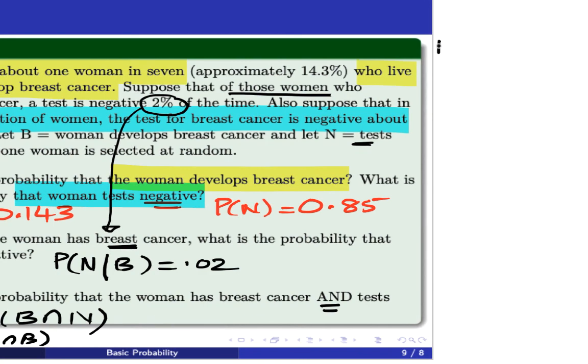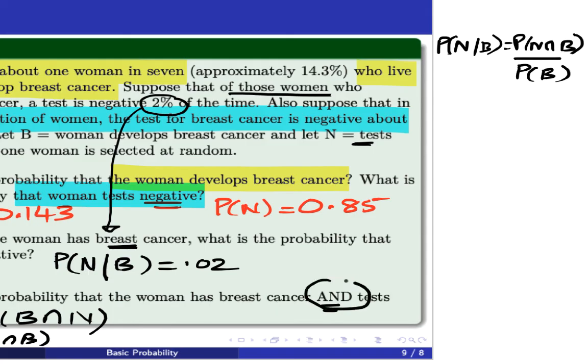Remember, what's the conditional probability? Probability, now we're talking of N given B here. N given B is probability N intersection B over probability of B. Remember, that's how we take the two events and take the intersection. Now, the question says, what is the probability woman has breast cancer and tests negative? That means we're looking at this scenario. So it's what is the probability of N intersection B?